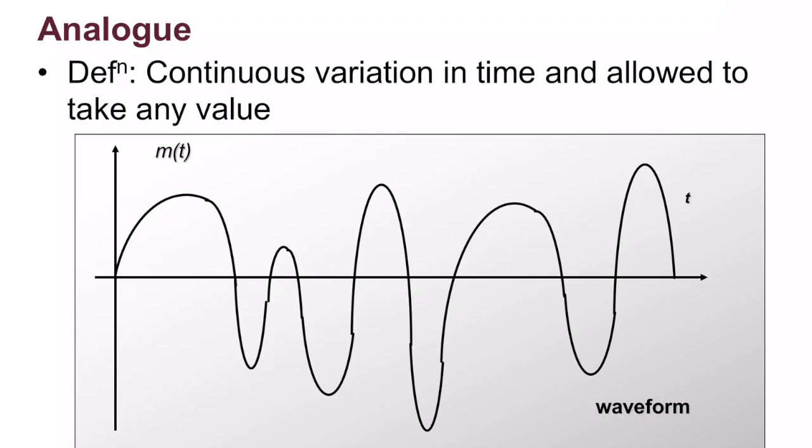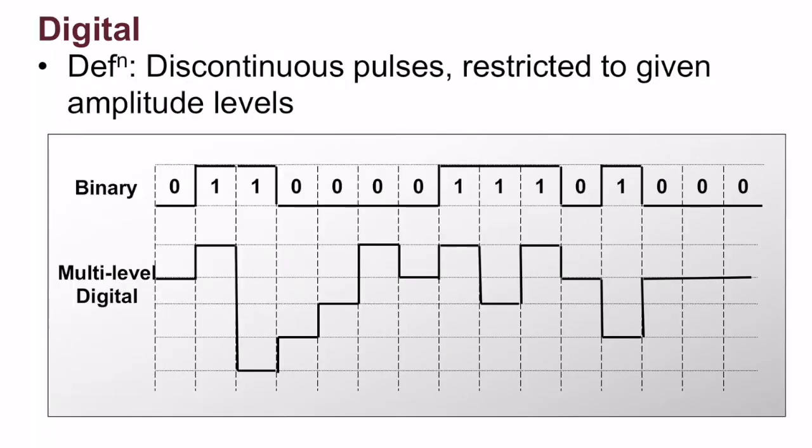what its bandwidth might well be. So just to go back to our definitions, an analog signal we're assuming is something that's changing all the time, can change between any amplitude and can change at any time, whereas our digital signals are discontinuous pulses. So they have only given amplitude levels and they only change at set times.